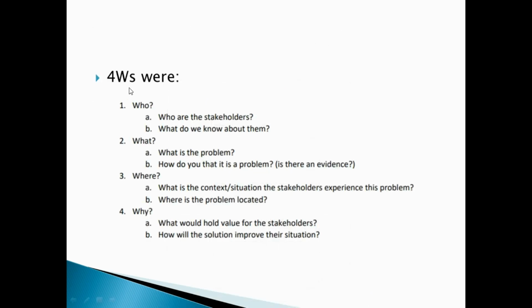So, once again, the 4Ws are: the first one is who, which involves the stakeholders, people directly or indirectly related to the problem. The next one is what, the problem, and how do we know that it is a problem. The third one is where. Under where we talk about the context, situation, and the location. And the last one is why. What are the benefits of solving the problem?